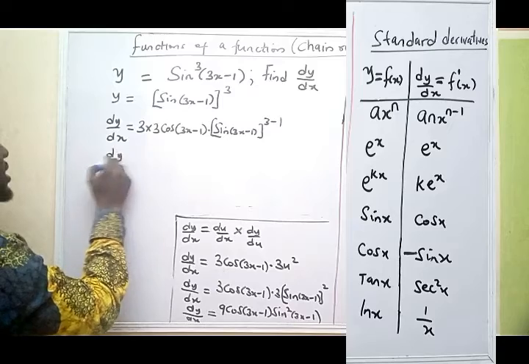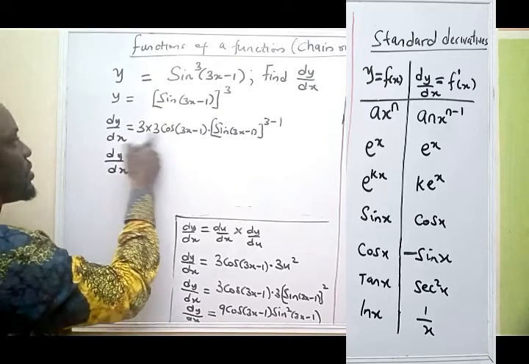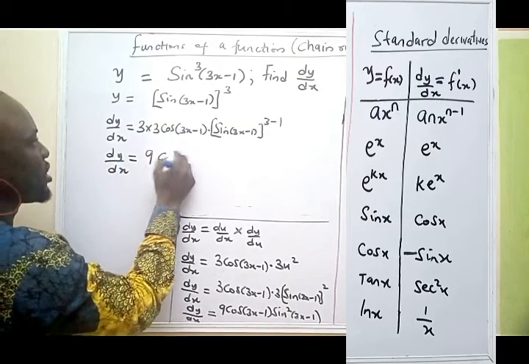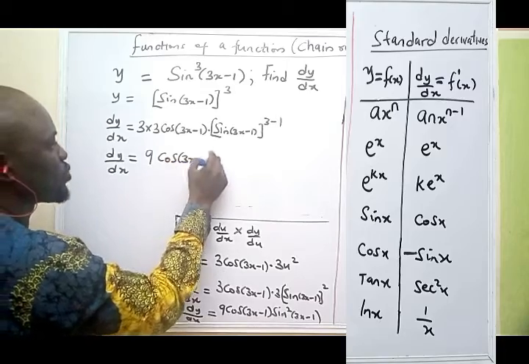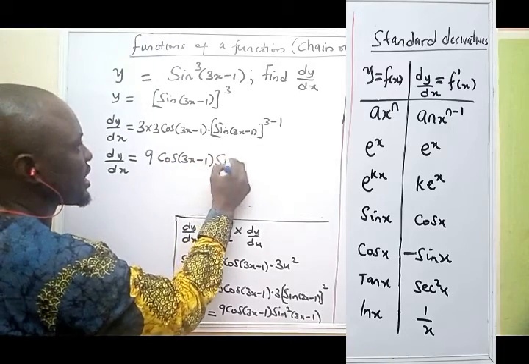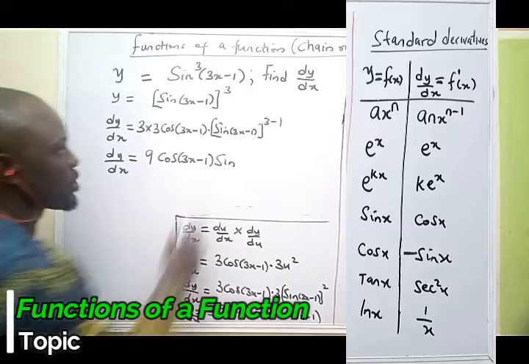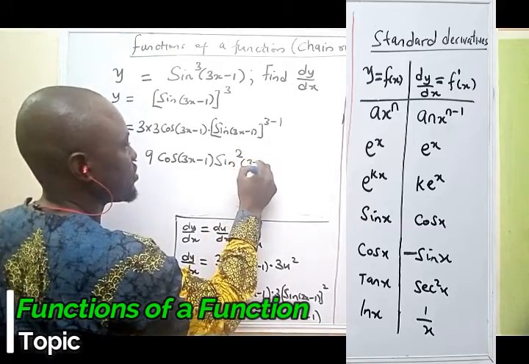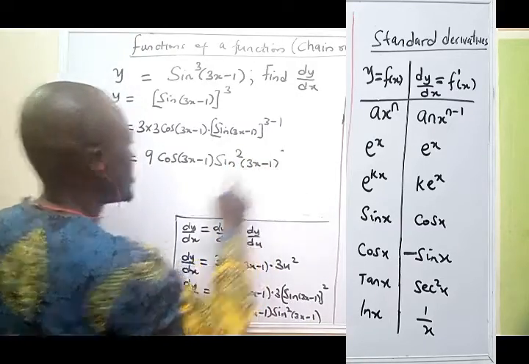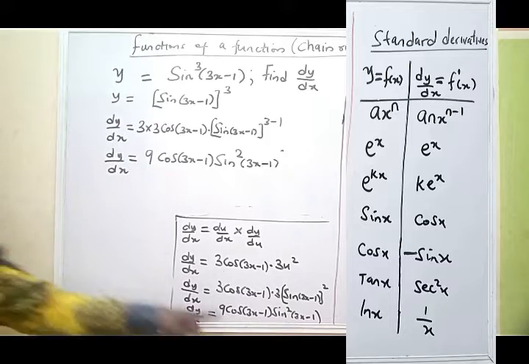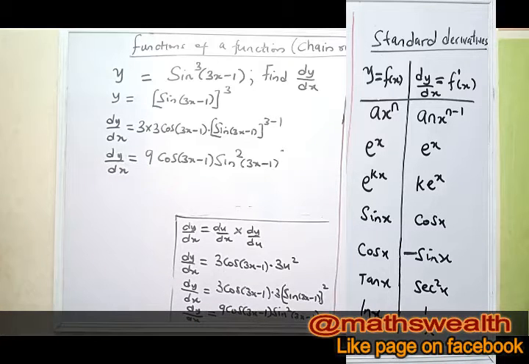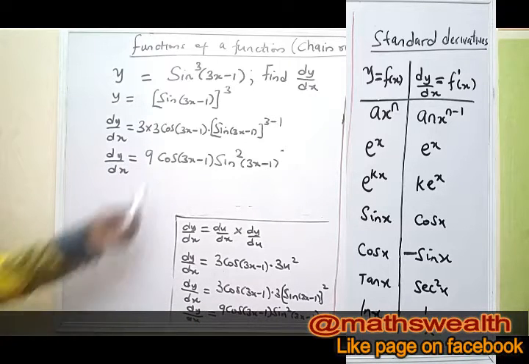So dy/dx will be 3 times 3 is 9 cos (3x minus 1). Then this is sine, 3 minus 1 is 2, so I'll just write sine squared (3x minus 1). So this is the short form. If you compare this and this, you see I arrive at the same answer. So this is the short form of doing it.